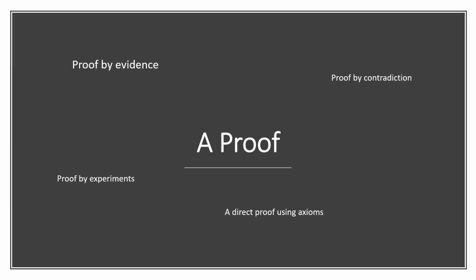So what is a proof? Again, a proof can be defined in many ways. One can say a proof by evidence. So we can show some evidence and say that is a good enough proof to know that this person is guilty or innocent. Proof by experiments. Scientists do this all the time. So we prove something by experiments. We conduct experiment after experiment, and they all are true.